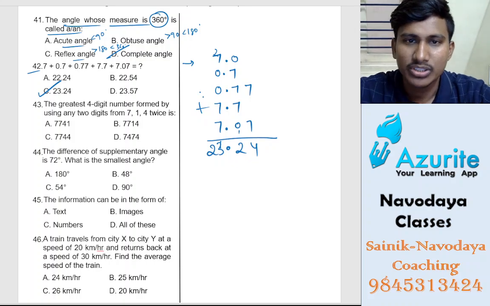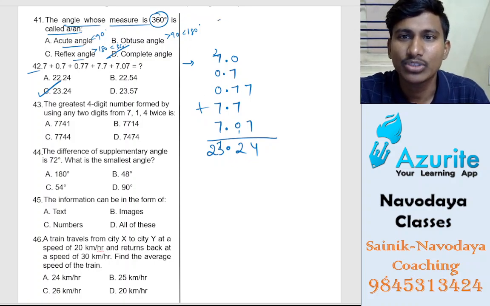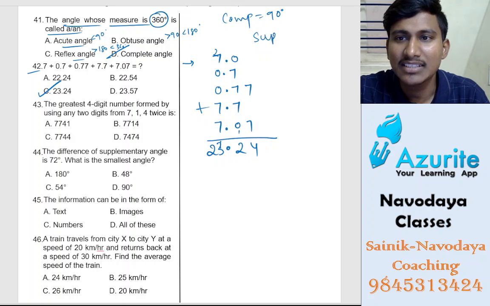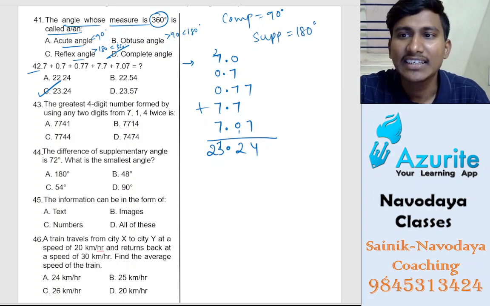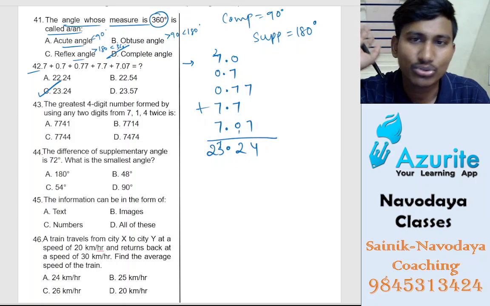One more question, students, that is supplementary. Complementary means the sum is 90 degrees, and supplementary angle means the sum will be 180 degrees. Okay? So that you have to remember. Now let's go to the 43rd question.